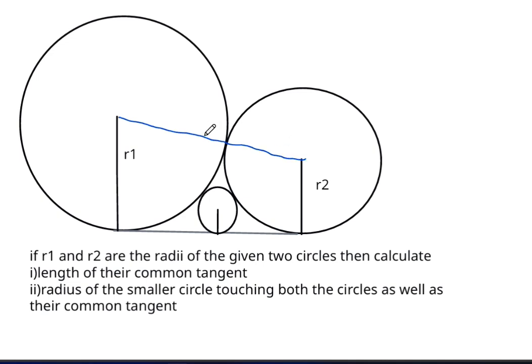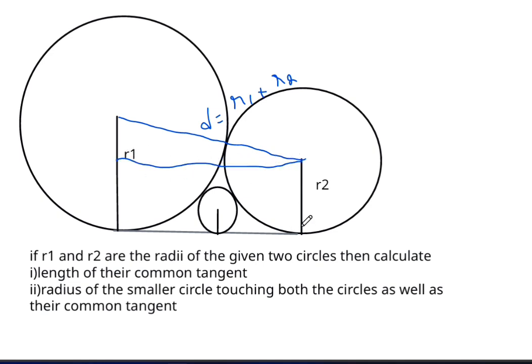Now this problem might look a bit difficult, but here, if we connect centers of both the circles, we know the distance between the centers D is nothing but the sum of their radii, that is R1 plus R2. Now, if I take a line which is parallel to the common tangent from the center of the smaller circle so that it meets the radius of the larger circle.